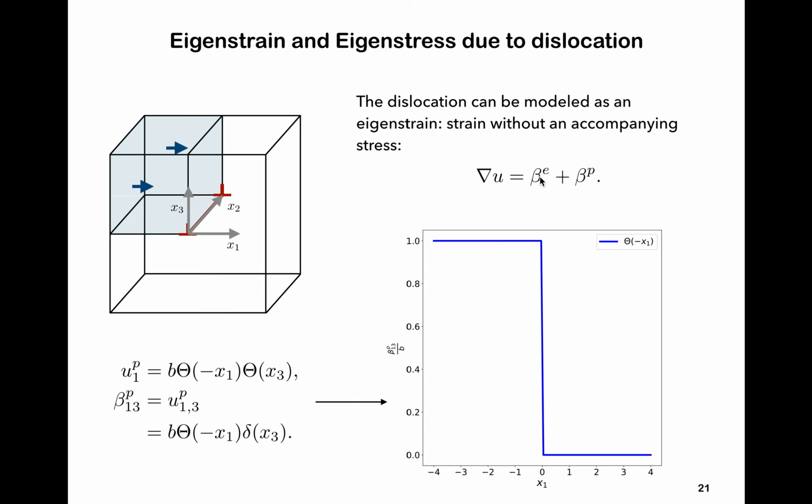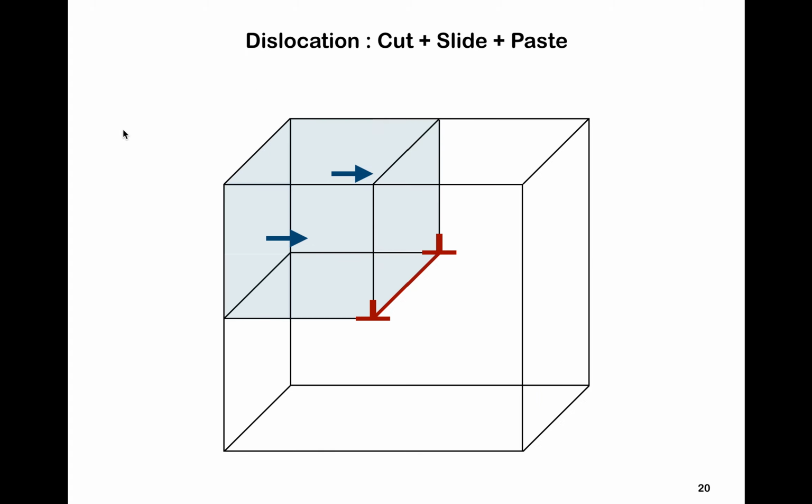Okay, good. Once you have this decomposition, what you're left with now is how would you characterize this beta p? Because beta e would come in as the solution of your governing equations, as we will see shortly. So to compute beta p, remember that this is the total plastic slip, but we know how to model that, and that is exactly what we have idealized as this cut slide paste procedure. So we have modeled this dislocation as follows.